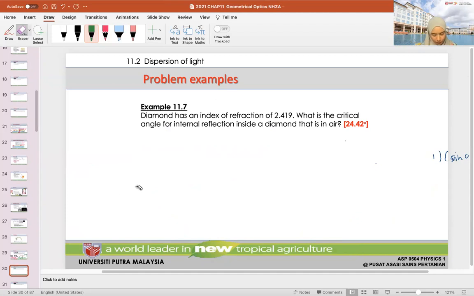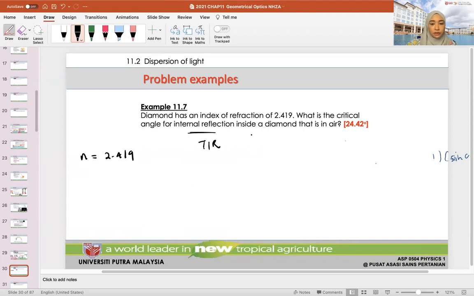Next one, 11.7. 11.6, I skip because dispersion is not in the quiz. Dispersion of prism is not in the quiz. Example 11.7, diamond has an index of refraction 2.419. So this is diamond, 2.419. What is the critical angle for internal reflection? So we're talking about TIR here.